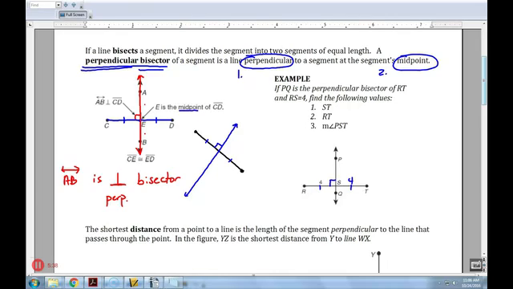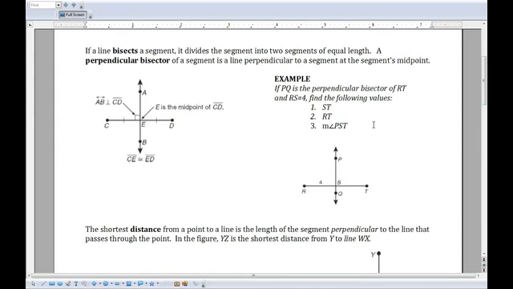Number 1 says, what is the distance from S to T? Well, the distance from S to T is 4. What would the distance be from R to T? Well, R to T is the entire length, so it would be 4 plus 4, or 8. And what would be the measure of angle PST? PST is right here, and that is also going to be 90 degrees. So, pretty easy example, no algebra, just knowing the idea of what it means to be a perpendicular bisector.